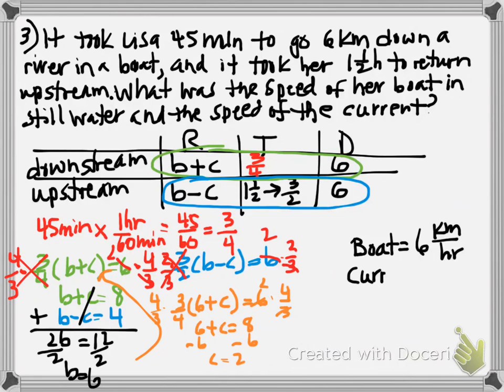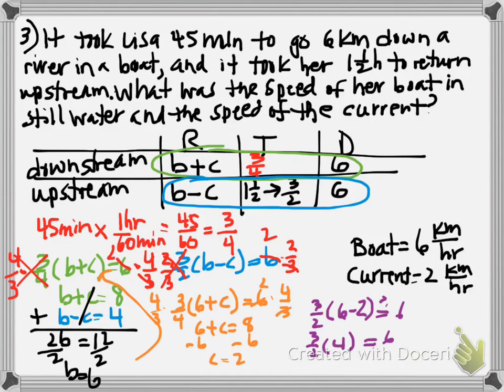So the current is 2 kilometers per hour. Now I am going to test that going into that other equation. And I want to know if 3/2 times b minus c, so 6 take away 2, does that actually equal 6? So 3/2 times 4, 2 goes into 4 twice, 3 times 2 is 6. 6 equals 6, so that verifies that the answer is correct. Alright, we've got another one.